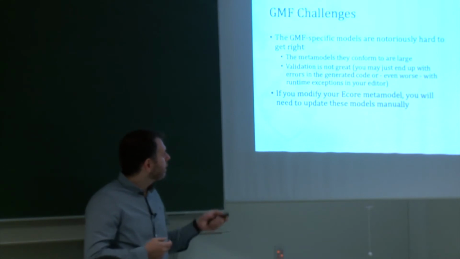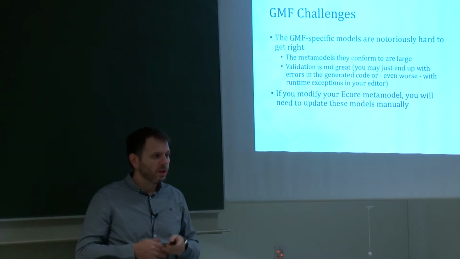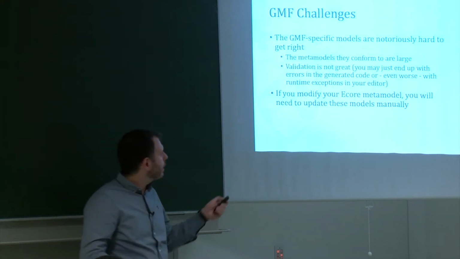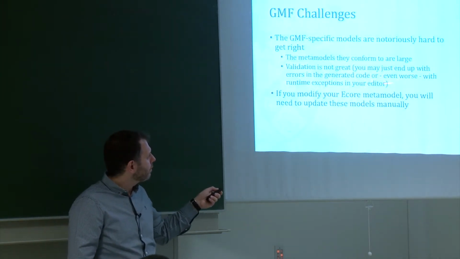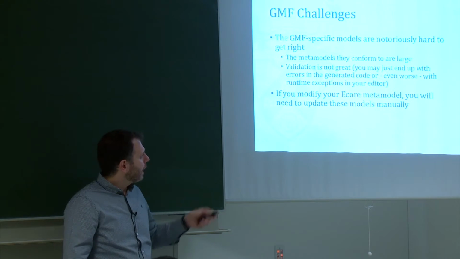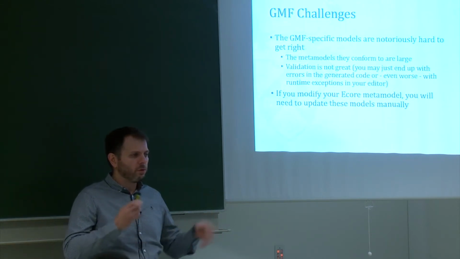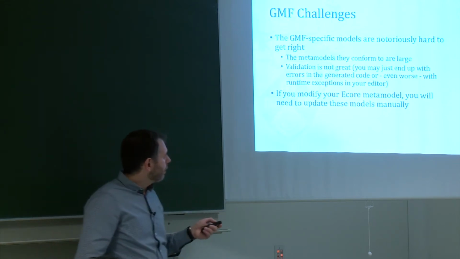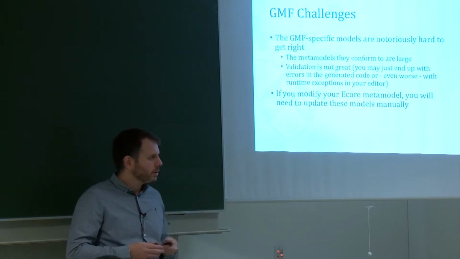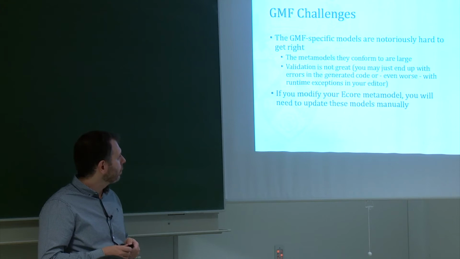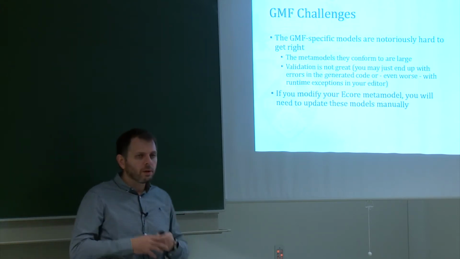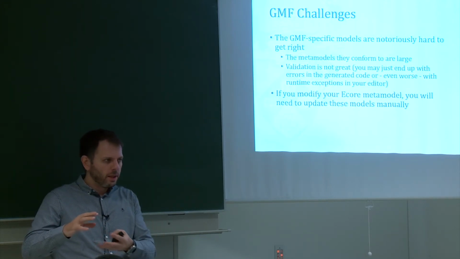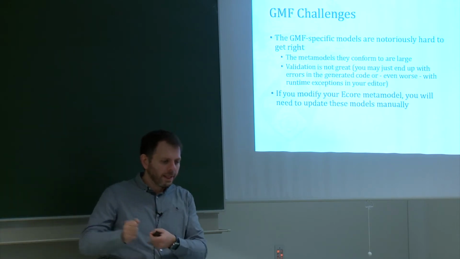So as I hinted, these GMF specific models are quite hard to get right. The meta models of the GMF graph and the GMF map models are quite big. And if you get things wrong, when things work, they work fine. But when they don't, when you forget something or when you get something wrong, you get either incomprehensible errors when you try to generate your code, the generator breaks at some point, or you just get compilation errors in your Java, and it's quite hard to work them back to what you did wrong with your models. Plus, if you modify your Ecore meta model, because these are separate models, then you will need to remember how these other models map to your meta model and go and update these manually.